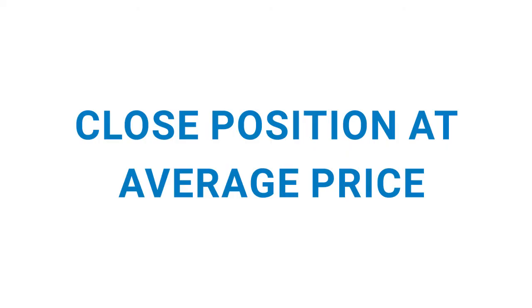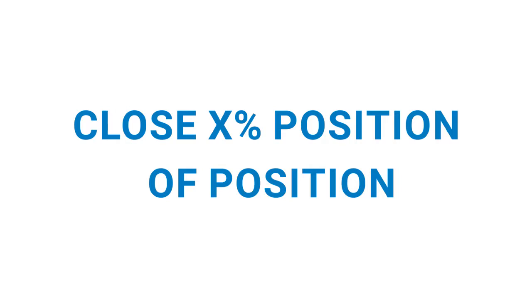Close position at average price. This hotkey places a sell limit order for your total position to be executed at the average price cost as calculated on the position minder. Close X percentage position of position. This hotkey will sell a specified percentage of the total position at market price. The purpose is to quickly trim down exposure risk by decreasing position size.